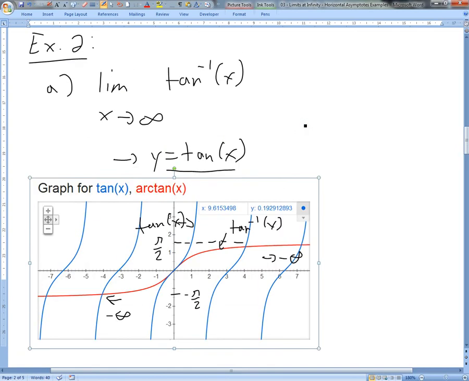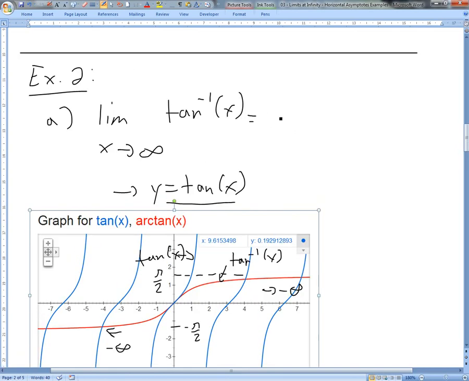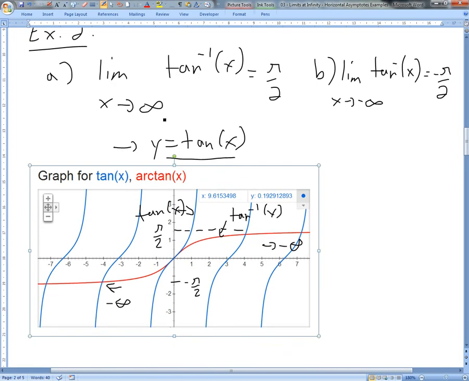So then if we scroll up and write this one, this is going to be pi over 2, and then similarly for part B, we're going to have, or just write B right here, limit as x approaches negative infinity of inverse tan of x equals now negative pi over 2 right here. So it has two horizontal asymptotes depending on if you approach positive or negative infinity.